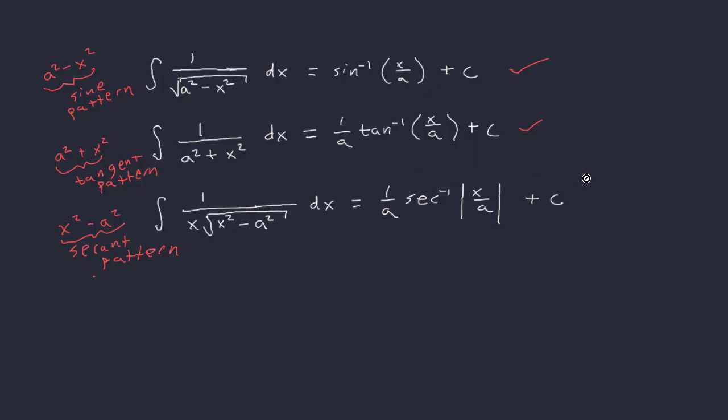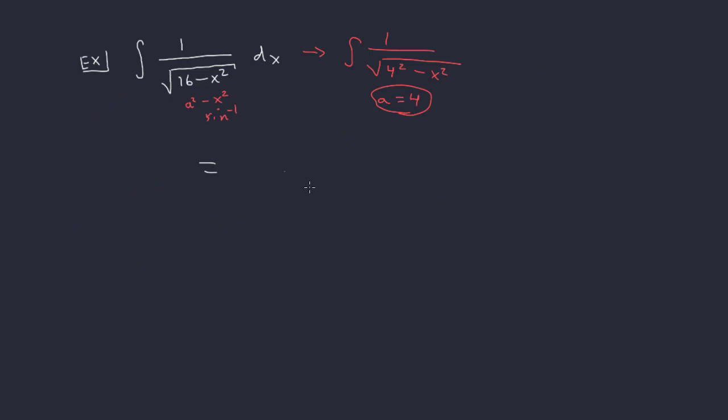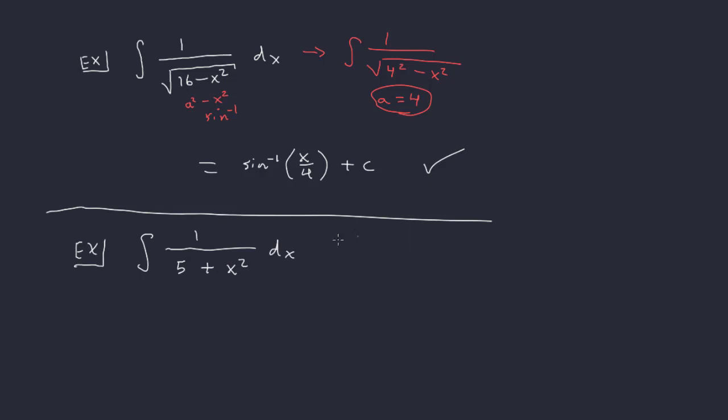So when we go back to our problem here, our a is 4. This is a sine inverse pattern. Therefore, the integral is just sine inverse of x over 4 plus c. And there we go. That really is all there is to it. But it doesn't always give us something that nice, right? It's not always something that is a nice square of something else.